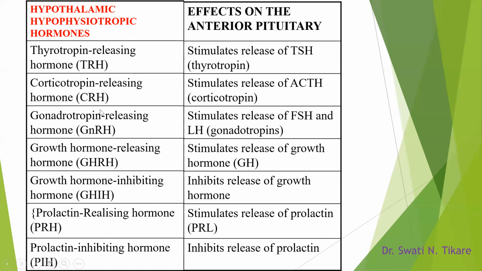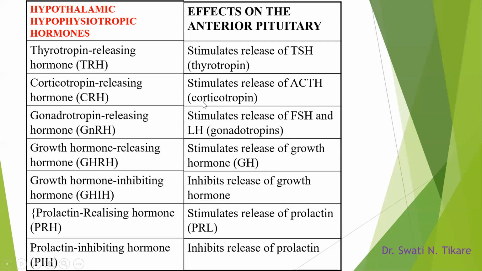So, CRH stimulates the release of ACTH, adrenocorticotropic hormone, that is corticotropin. Next, coming to gonadotropin releasing hormone, GnRH. GnRH stimulates the release of two hormones. One is follicle stimulating hormone, FSH, and the other is LH or luteinizing hormone. All these hormones we will be learning under anterior pituitary again.